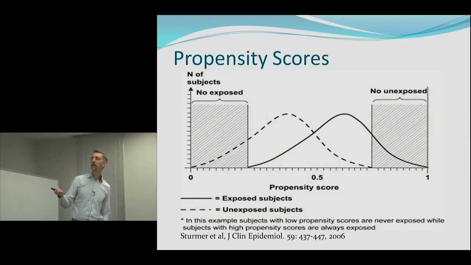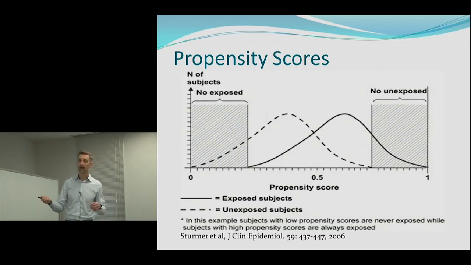Here on the y-axis we've got the number of subjects, and on the x-axis we've got the propensity score, ranging from 0, so a score of 0 would mean very, very unlikely to be prescribed the drug, up to 1, which means extremely likely to be given the drug. Yeah? So here the broken line shows you the distribution of scores for an unexposed group. So it's tending to be towards 0. And here we've got the distribution for the exposed patients, and it tends to be closer to 1.